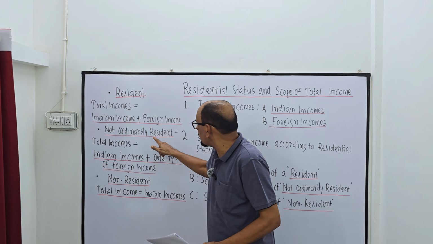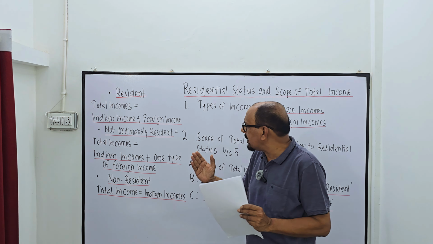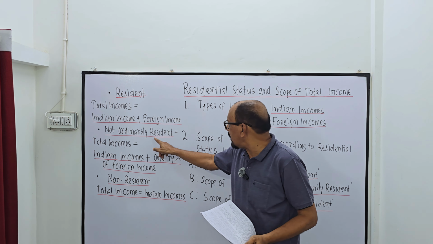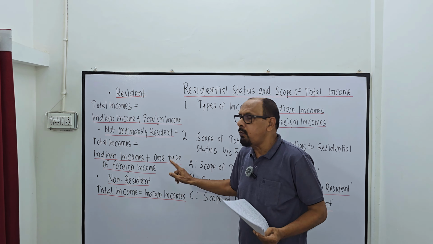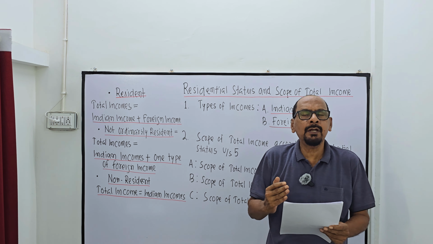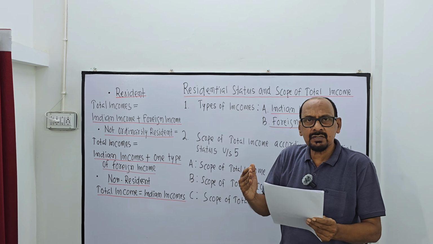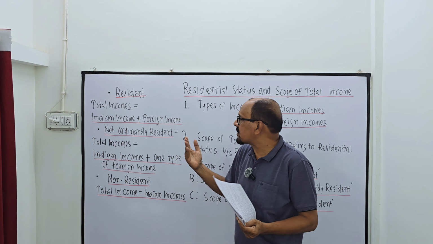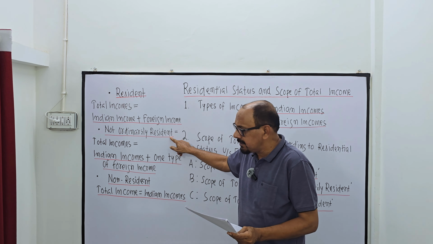So we can conclude that the scope of total income of a not ordinary resident is Indian income plus one type of foreign income. That is applicable if the status of a person is not ordinarily resident.